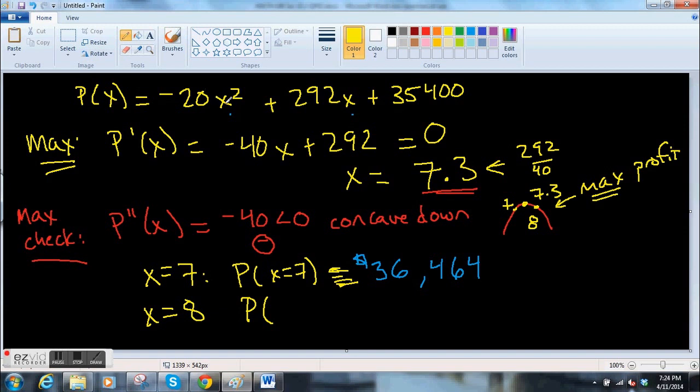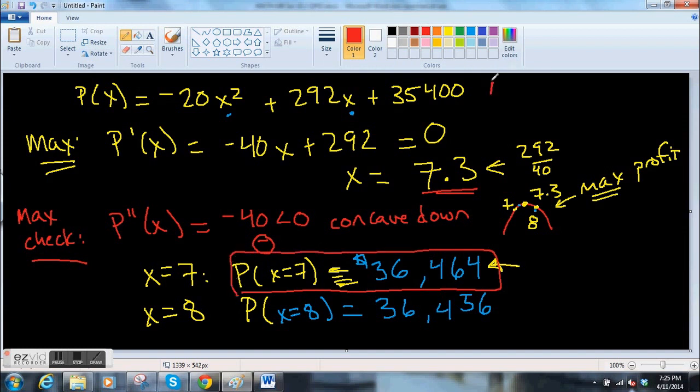And when x equals 8, if we plug 8 into this equation, the profit with 8 vacant units is 36,456. So this tells us that 7 is a little bit higher, and 8 is a little lower. So we want to maximize our profit at 7 vacant units. So maximum profit is at 7 vacant units, but that isn't actually what the question asked.